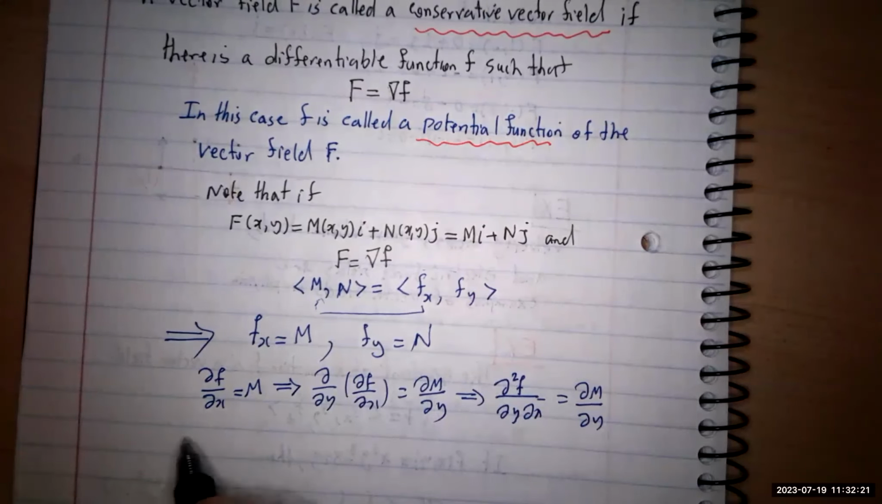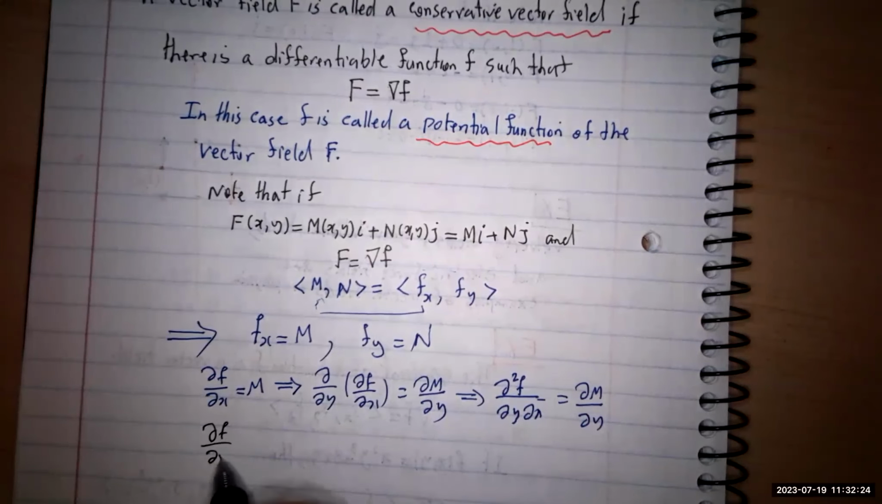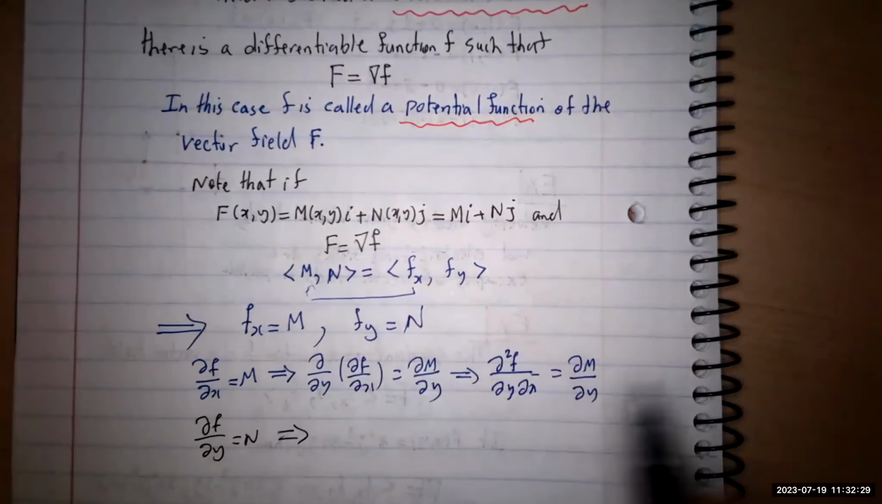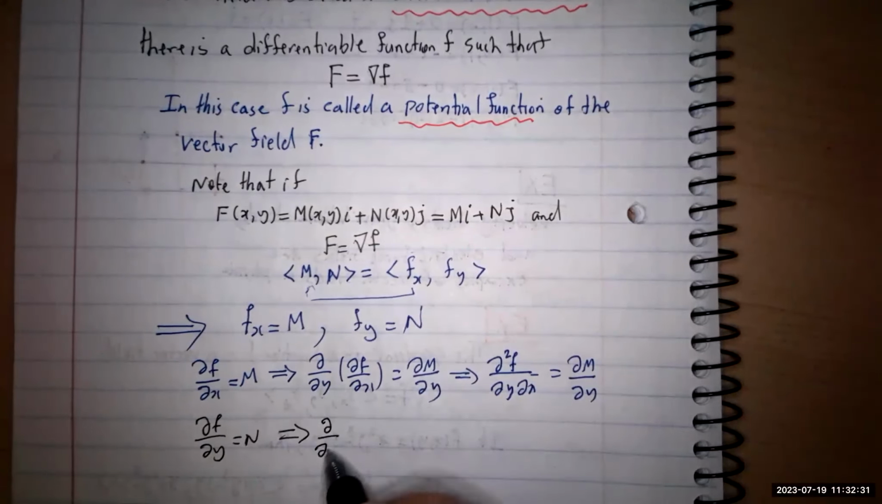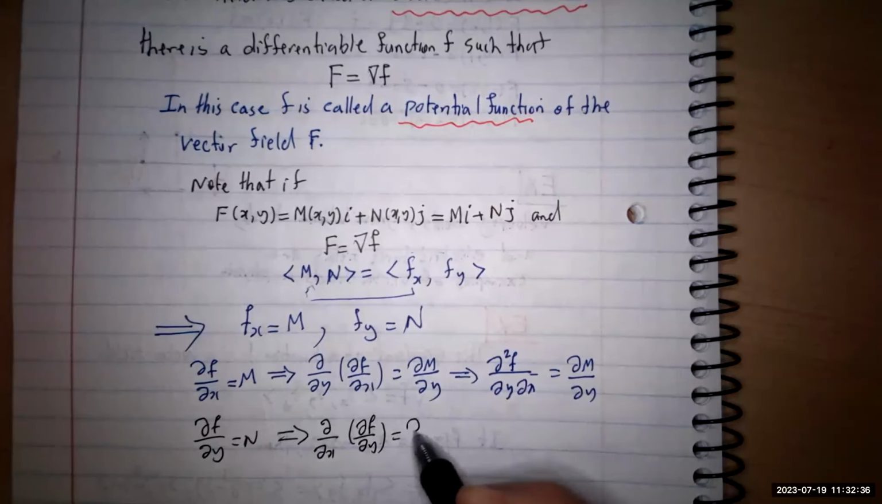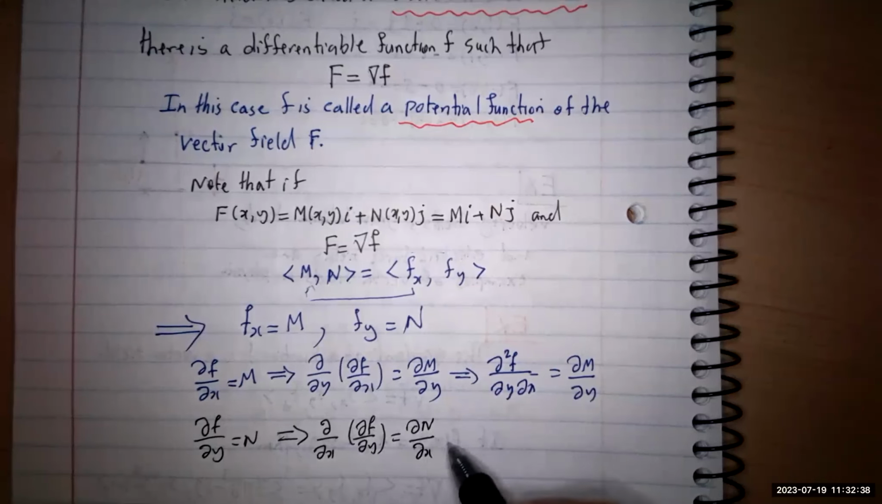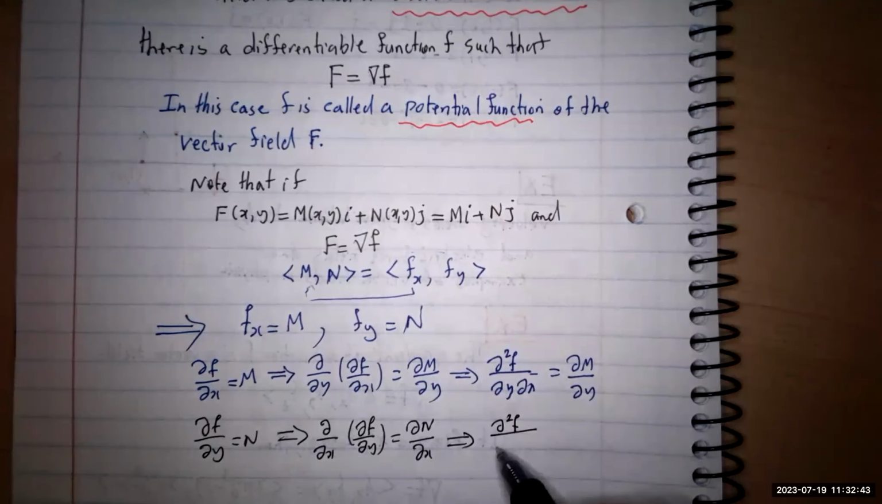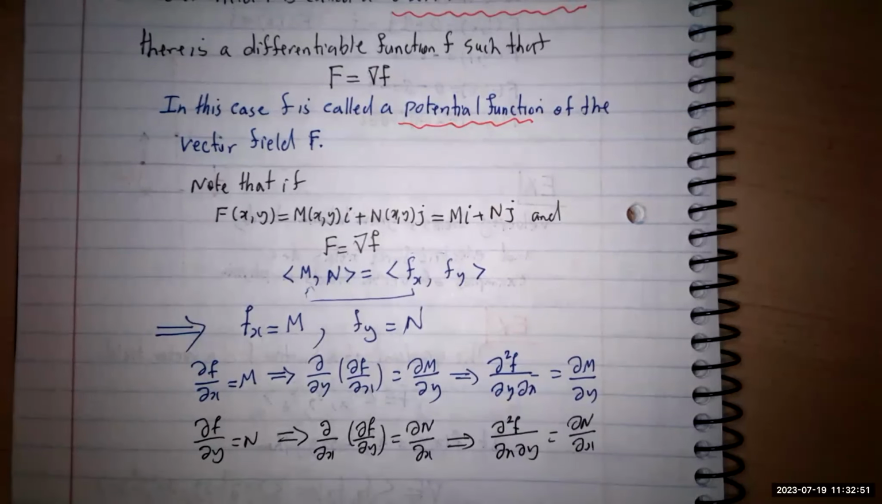In this case, we have ∂f/∂y is equal to n. Now differentiate with respect to x this time. If you take the partial with respect to x, this is going to be ∂/∂x of ∂f/∂y, and this is ∂n/∂x. So this would be the second derivative, ∂²f/∂x∂y, and this gives you ∂n/∂x. You see, that's it. You know that these are f21, f12.